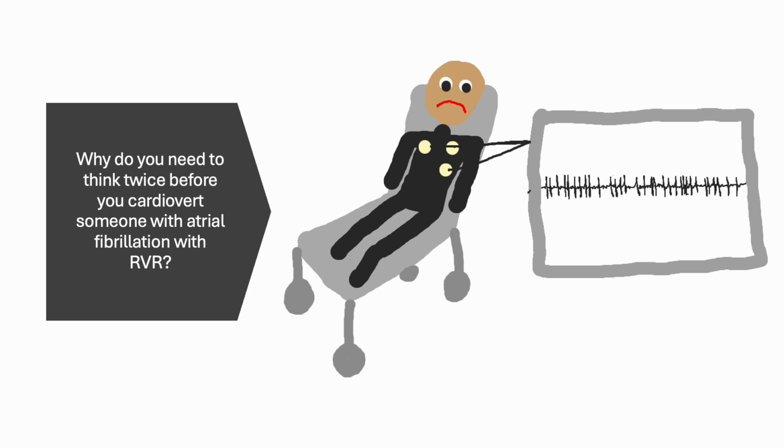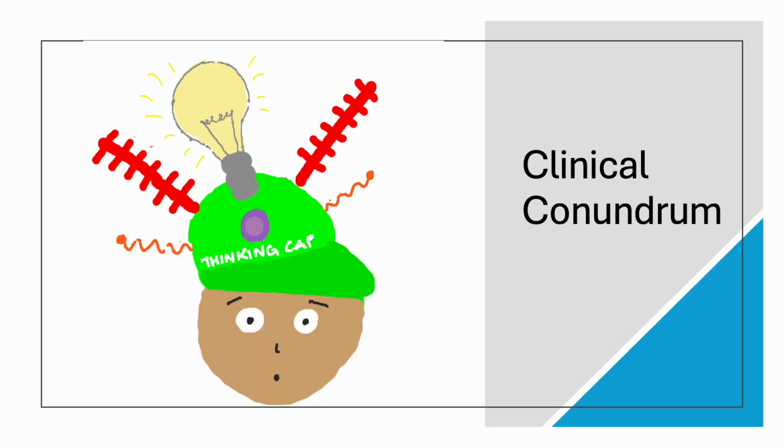The actual question we're going to be asking is why do you need to think twice before you cardiovert someone with atrial fibrillation with rapid ventricular response? This can be a clinical conundrum, and you're really going to have to put your thinking cap on and use everything you know in order to make the right decision.